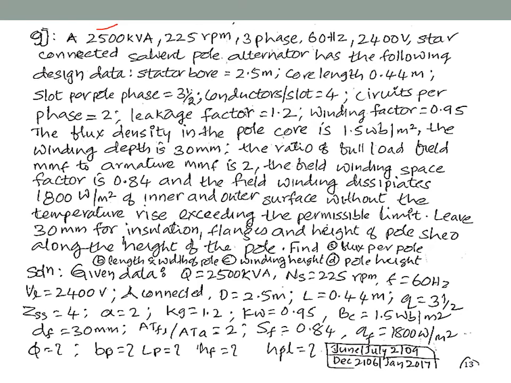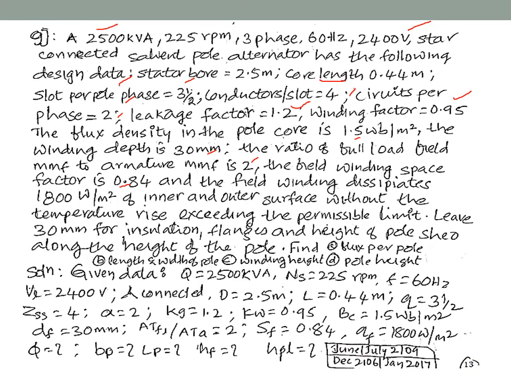Now coming to the ninth problem. Here a 2500 kVA, 225 RPM, 3 phase, 60 Hz, 2400 volt star connected salient pole alternator has the following design data. Diameter is given, core length is given. Slots per pole, QS is given, 3.5 conductors per slot given. Circuits per phase 2, leakage factor Kg 1.2, winding factor KW 0.95 given. Flux density in the pole core is 1.5 Weber per meter square. The winding depth is 30 mm. The ratio of full load field MMF to armature MMF is 2, ATFL by ATA.